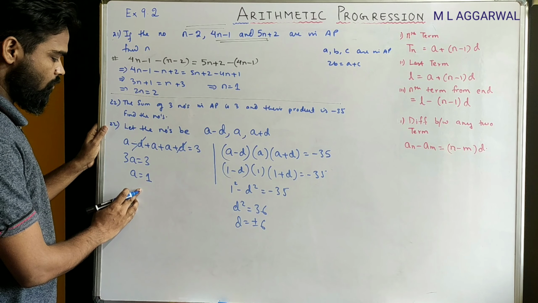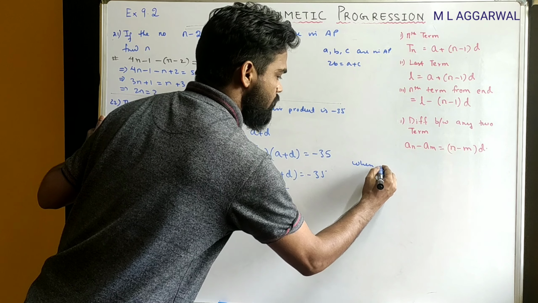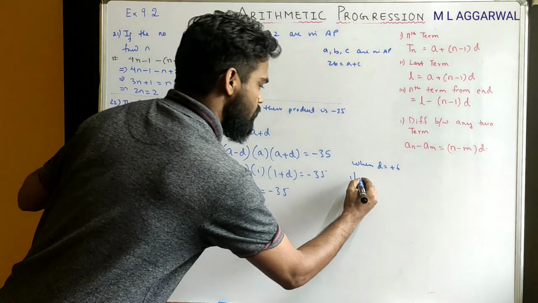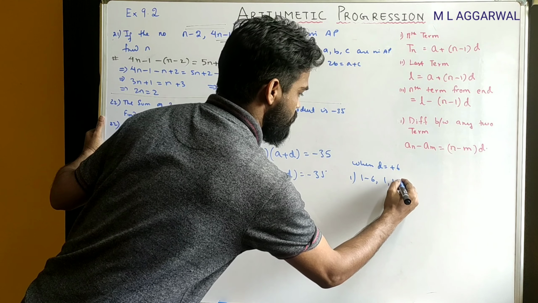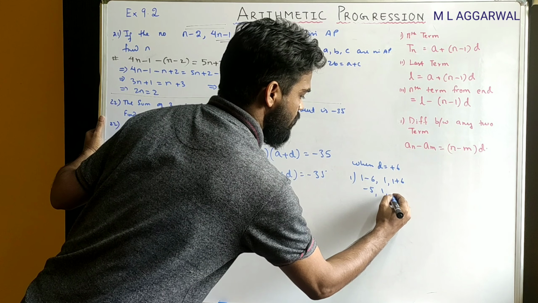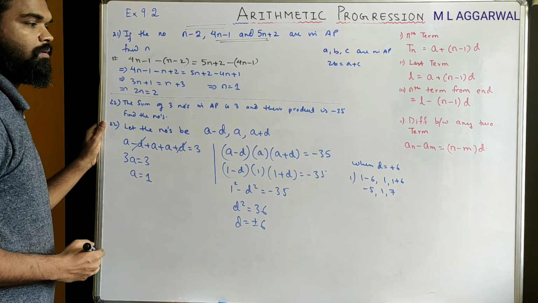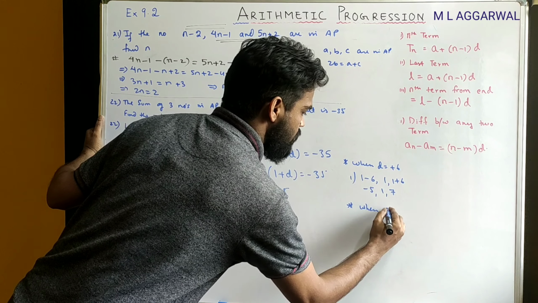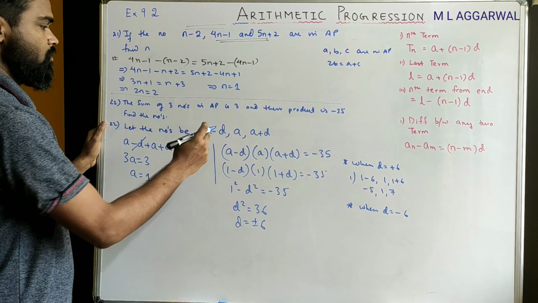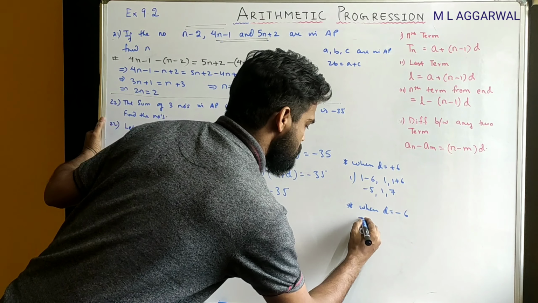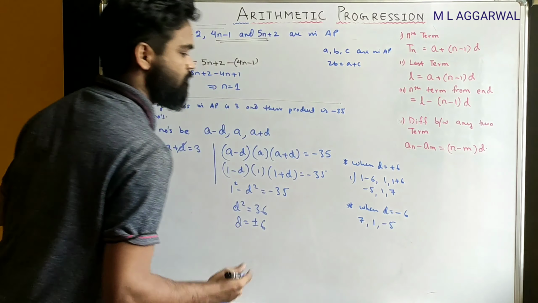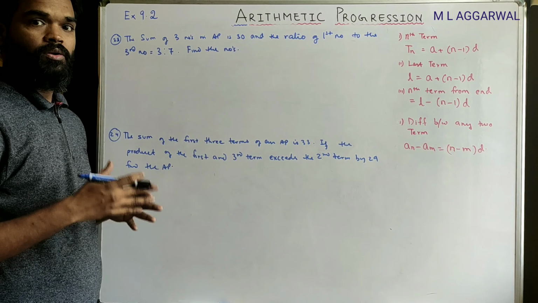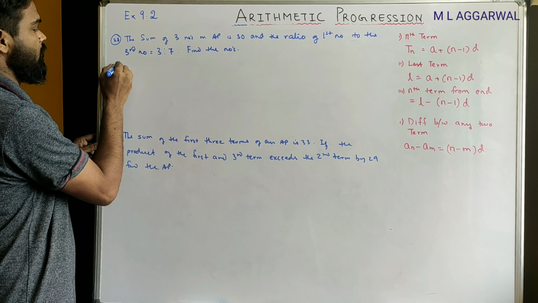So put a as 1, I'll take d as plus 6. The numbers are 1 minus 6, 1, 1 plus 6, that's minus 5, 1, and 7. Okay, second case, when d is minus 6, so 1 minus of minus 6 is 7, 1 and minus 5. It remains the same. Okay, done. Now let us see the next sum. Now let us look at sum number 23, very interesting.